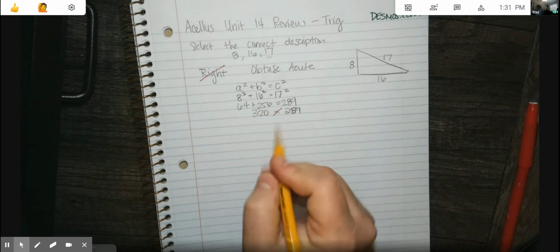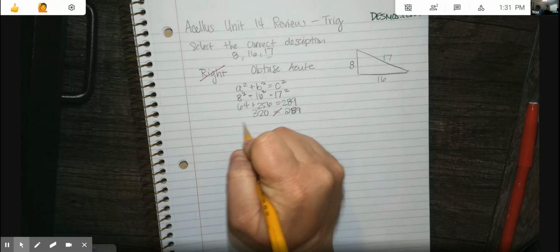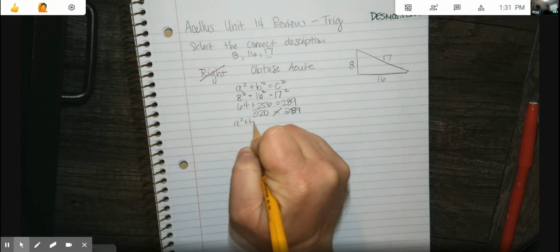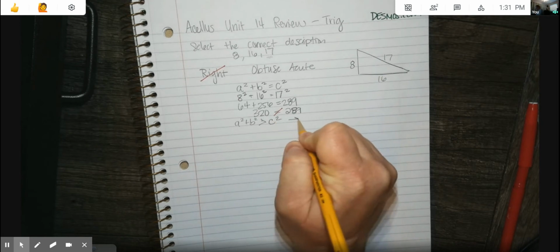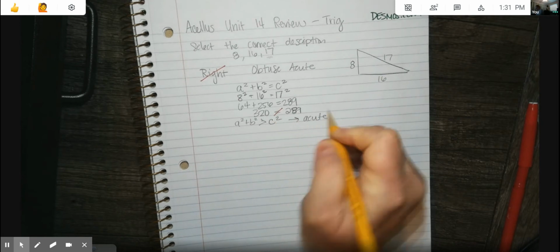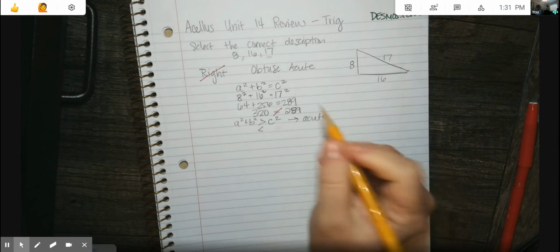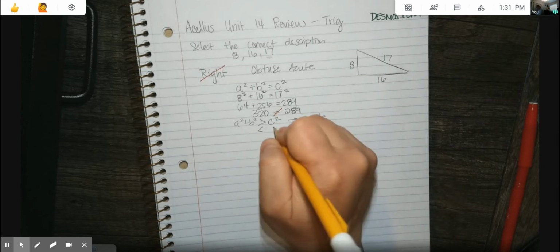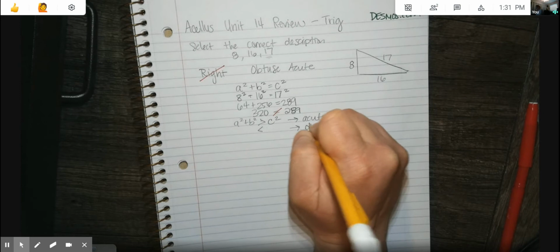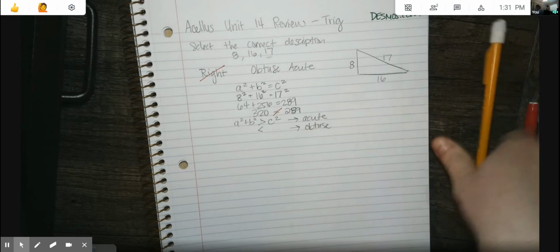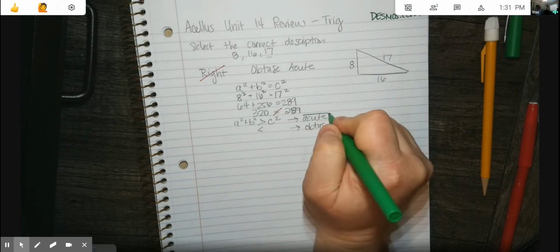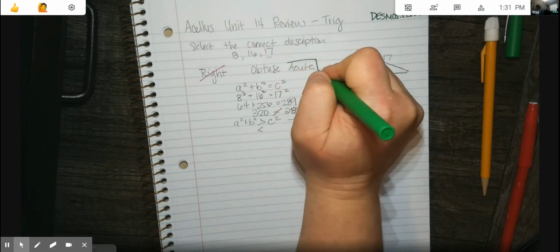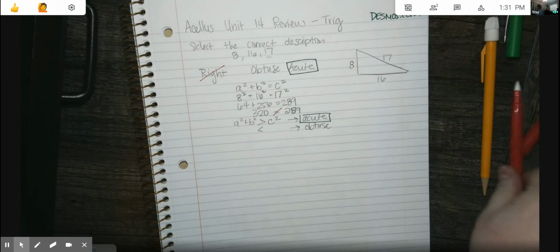And then the classification of a triangle says that if the two legs are greater, so if a squared plus b squared is greater than c squared, then the triangle is acute. If the opposite is true, and a squared plus b squared ends up being less than c squared, then it would be obtuse. So since that left-hand side is greater, acute would be your correct answer for that problem.